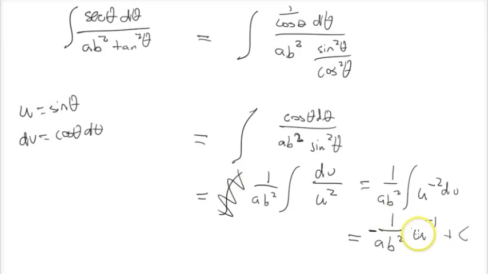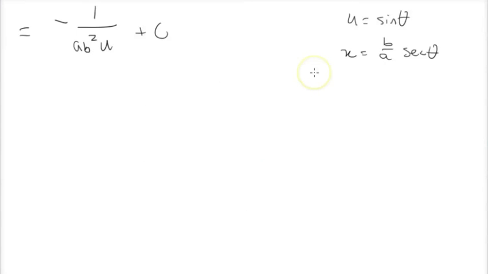So now we're going to need to do two things. We're going to need to put this in terms of theta, and then once it's in theta, we're going to need to put it back in terms of x. So let's do that on the next screen, and I'm going to write out what all our substitutions were. Alright, so since u is sine theta, that's a pretty easy substitution to make. We'll get negative 1 ab squared sine theta plus c.